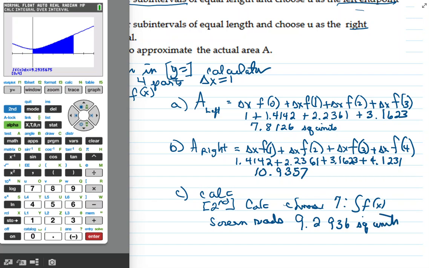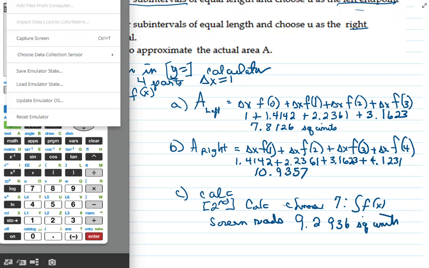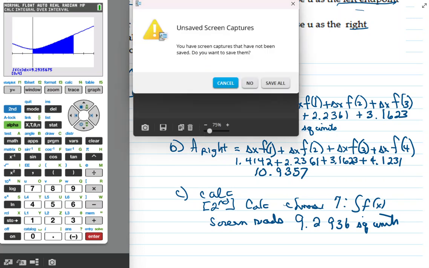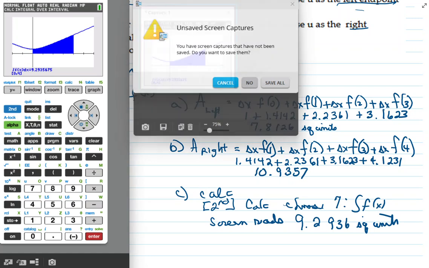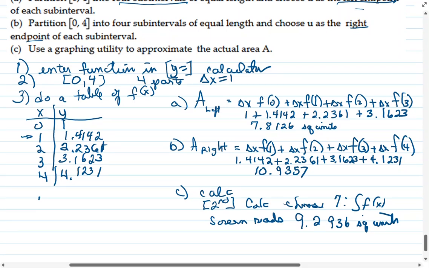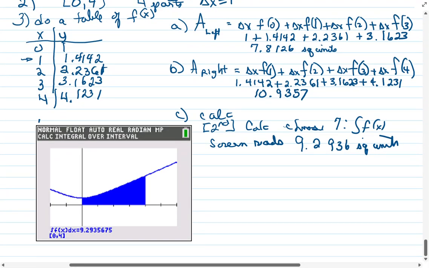So that is what I am telling you is what we need to do. 9.2936. Yes, that's good. I can read it there because it's larger.